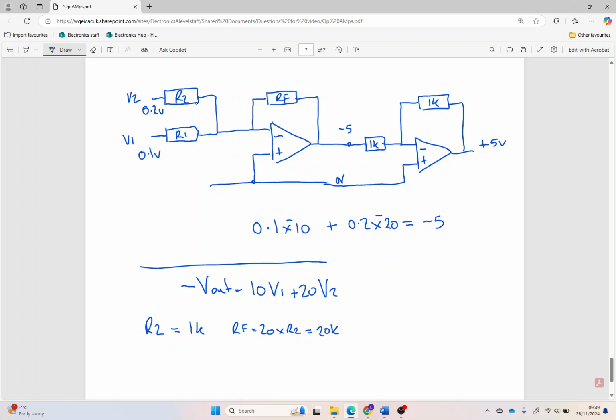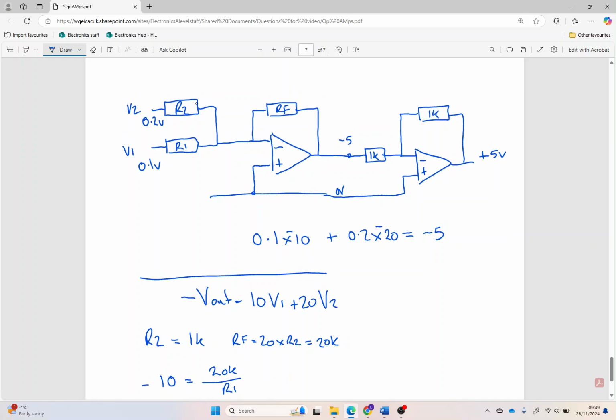Okay, so that's those two values. Now we know that we can slot those values in for calculating R1. We've got a gain of 10, well minus 10 technically, is equal to 20k over R1. So slotting in the values there, it's not an equal sign, is it? We can see that R1 is just going to equal 2k, and that is it.